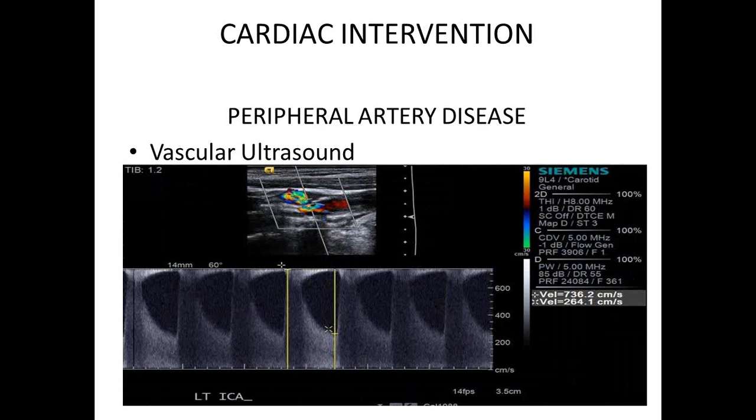When you have an obstruction in the internal carotid artery, again, just like your hose with a nozzle, the velocity is going to increase. So if you measure the systolic velocity, it's going to be very high, and if you measure the diastolic velocity, it's also going to be increased. Over here, you can see that the systolic velocity is 736 centimeters per second and the diastolic velocity is 264 centimeters per second. So with obstruction in the vascular system, you're going to get increased velocity.